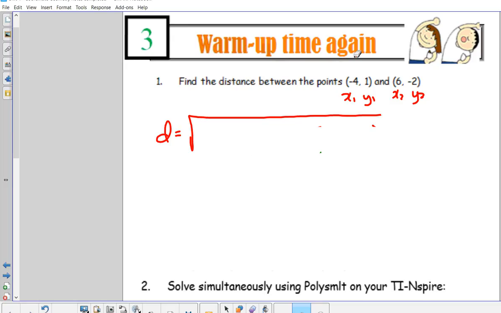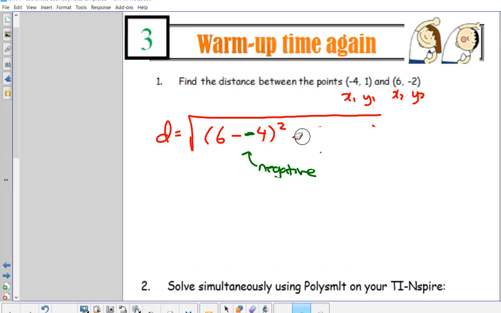So 6 minus -4. So in brackets, 6 minus -4, all squared. Don't forget the square as well. Just reminding you that that's a negative. So 6 minus, subtract -4.